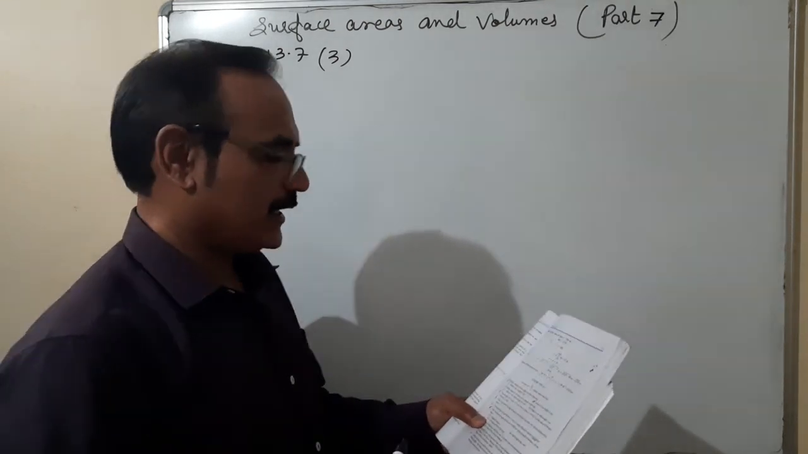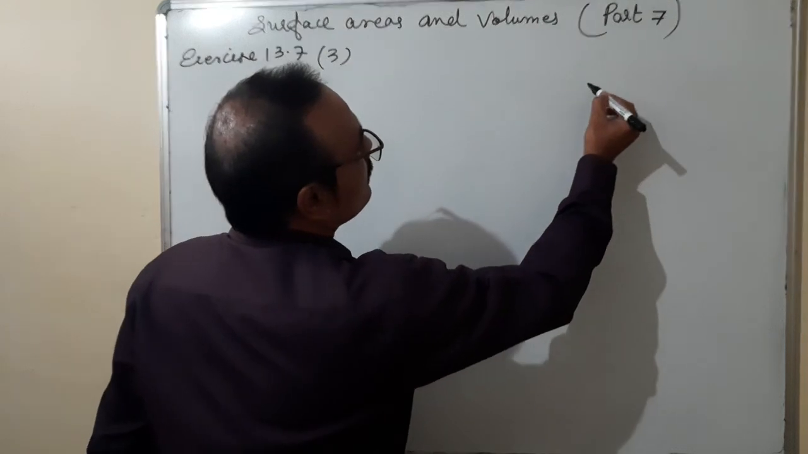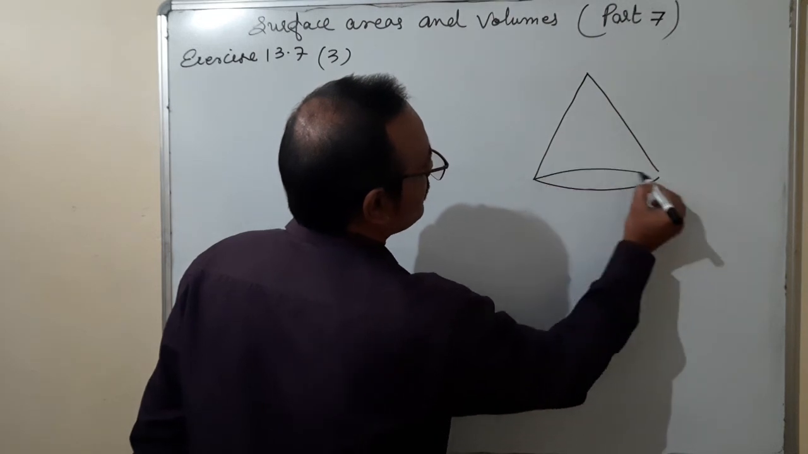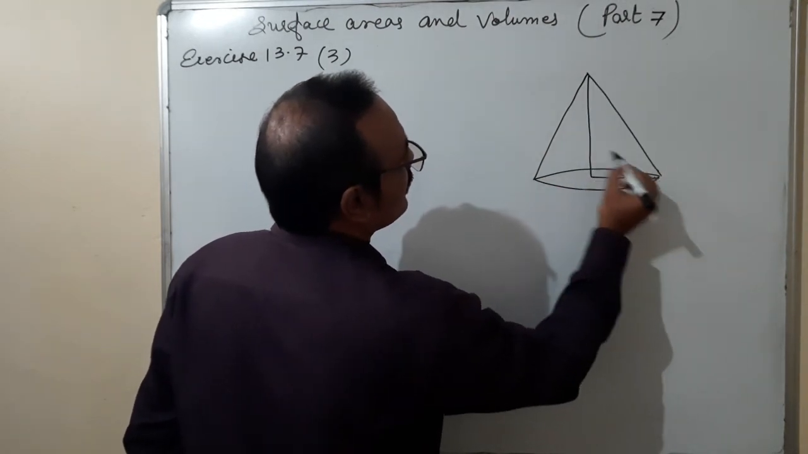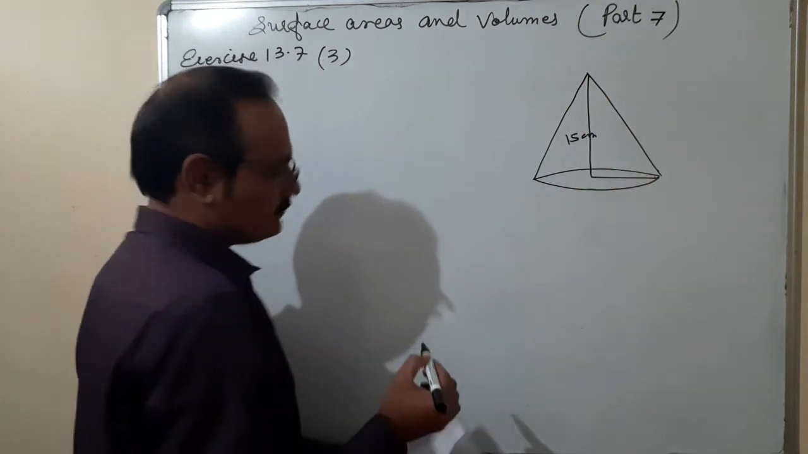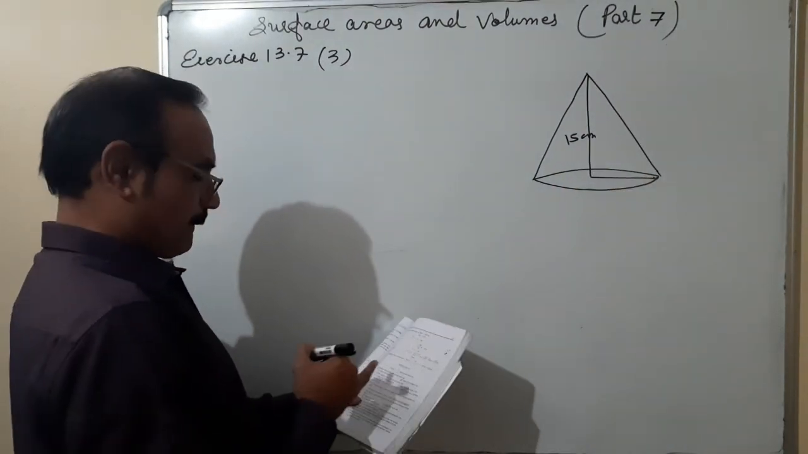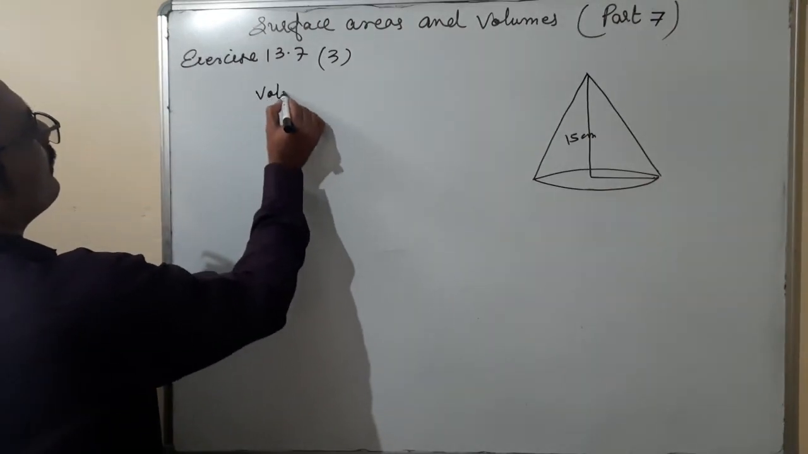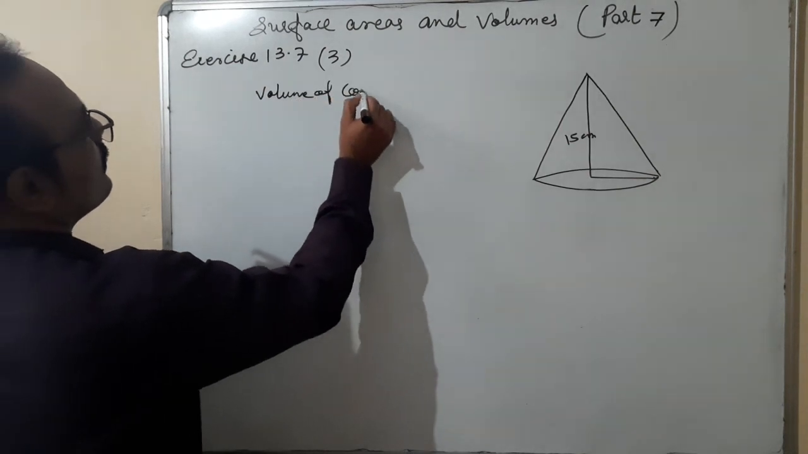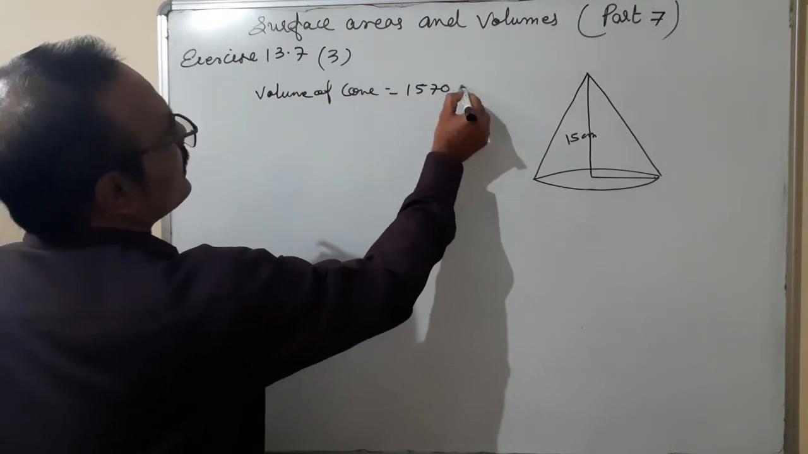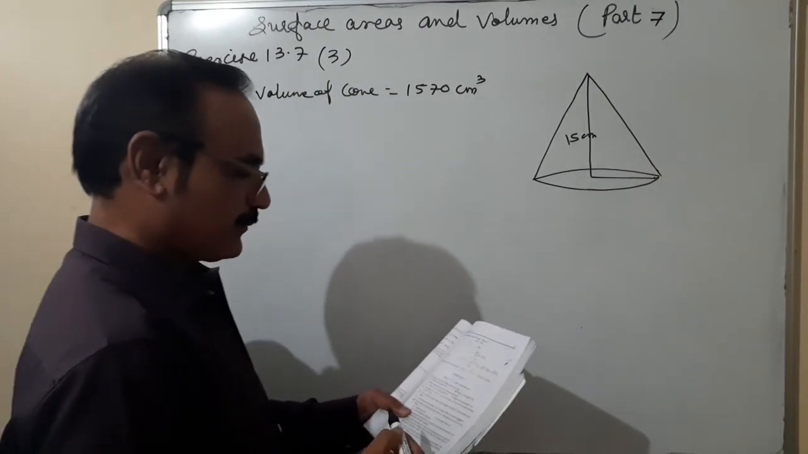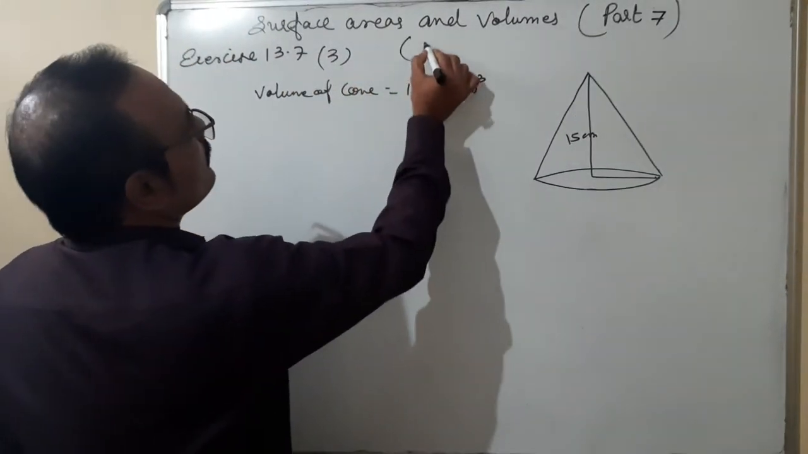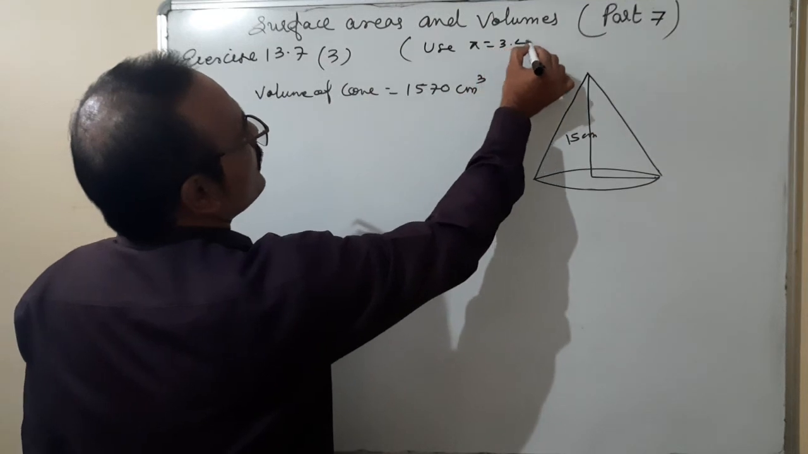Height of the cone is 15 centimeter. The volume of the cone is 1570 centimeter cube. Okay. Find the radius of the base. Use pi is equal to 3.14.